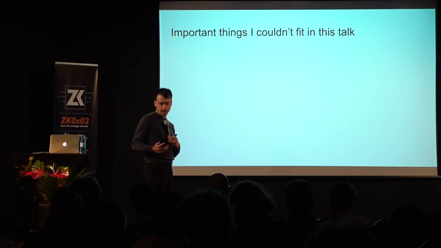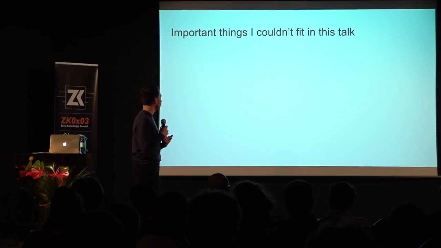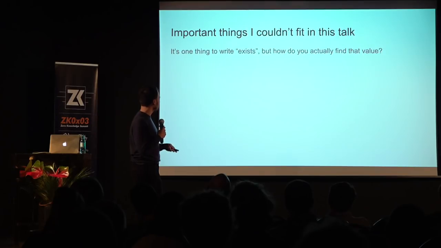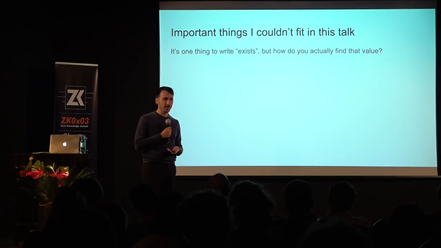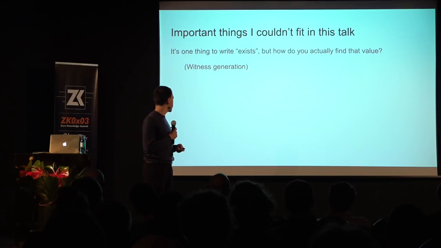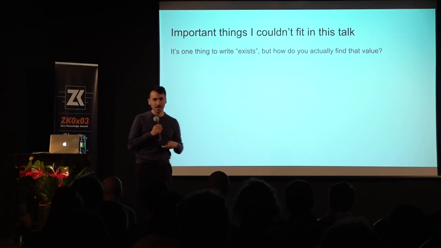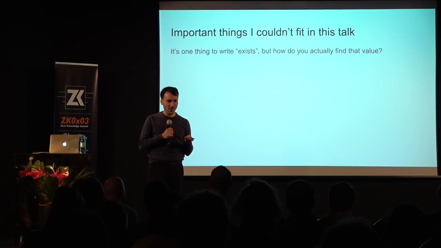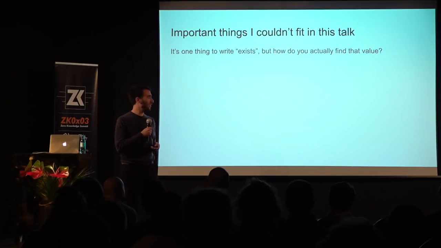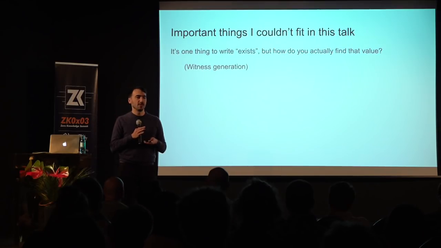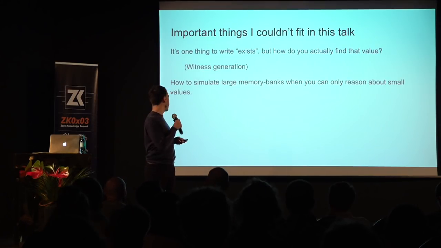Yeah, so some important things that I wanted to talk about but couldn't. One is it's one thing to write exists, to just write guess, but you actually have to find that value because it's on a magic computer. As someone back there said, it is executing on a normal quote unquote computer. So you need to actually specify how to find that value. This maybe someone would call witness generation.